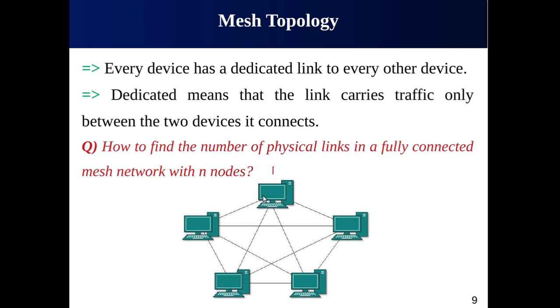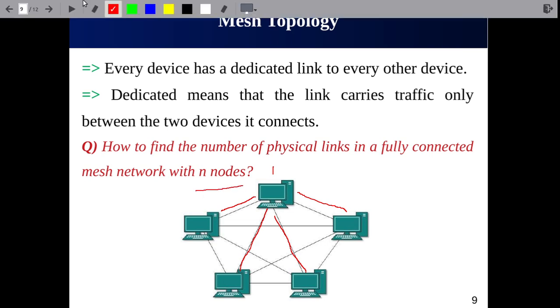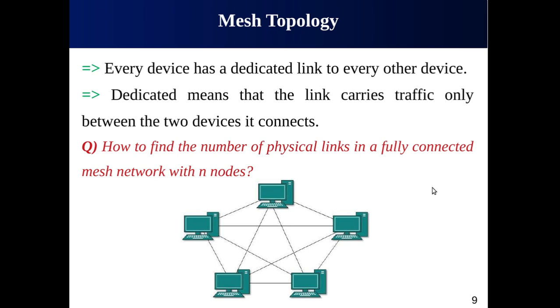Consider this device number 1. It has a dedicated link with this device, a dedicated link with this device, a dedicated link with this device, and a dedicated link with this device. This dedicated link means that the link carries traffic only between these two devices that it connects. And here is something interesting that you may try on your own: how we can find the number of links in a fully connected mesh network that has n nodes.